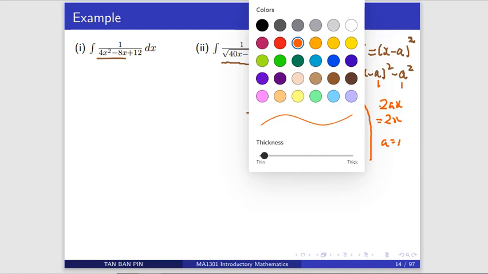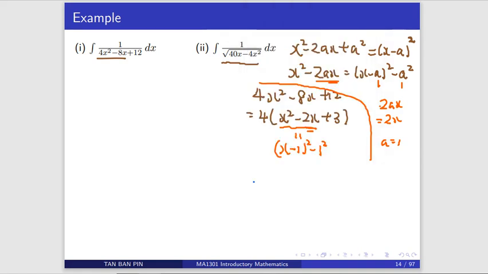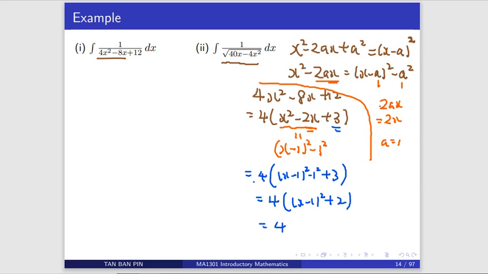So which means the whole expression should be 4 bracket x minus 1 squared minus 1 squared, then plus 3. The plus 3 copy down. So it's 4 bracket x minus 1 squared plus 2, which you can write as x minus 1 squared plus square root 2 squared.